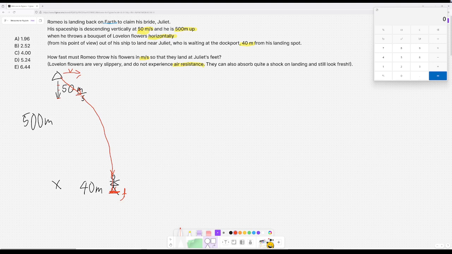It's exactly the same time traveling horizontally as well. So they're going to travel horizontally until they hit the ground. Now another thing we do know is the horizontal velocity is going to remain constant. At the same time, the vertical velocity is going to be increasing because of gravity acceleration.